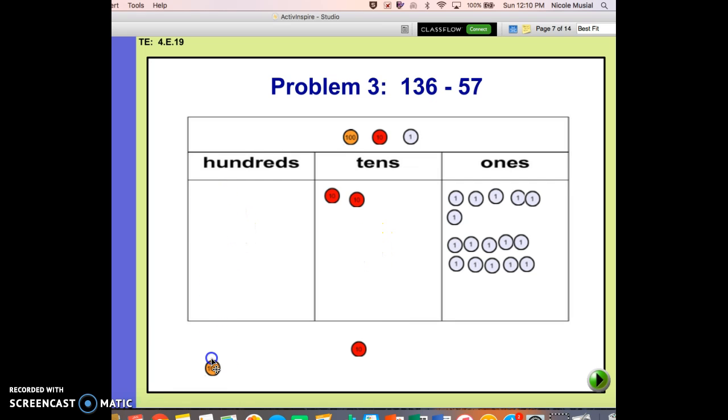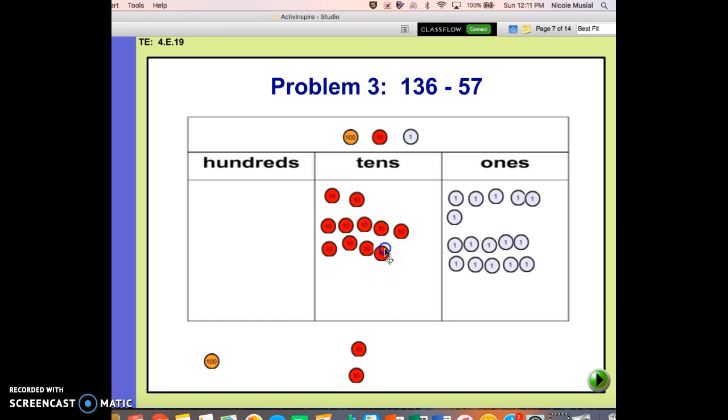So there goes my 100. And let's put 10 tens. 1 ten, 2 tens, 3 tens, 4 tens, 5 tens, 6 tens, 7 tens, 8 tens, 9 tens, 10 tens. So there's our 100. Okay, so now can we take away 57? I can.